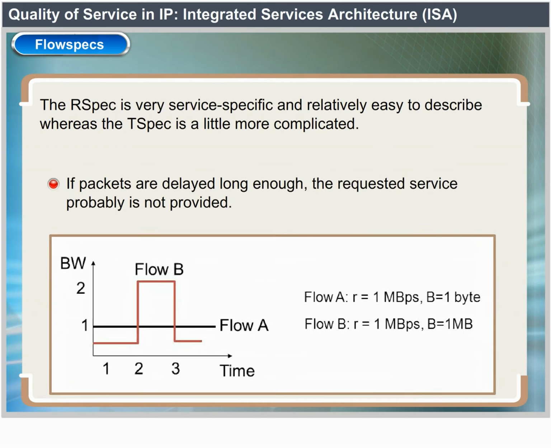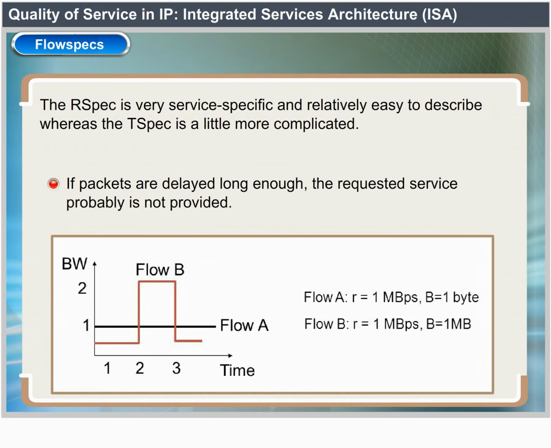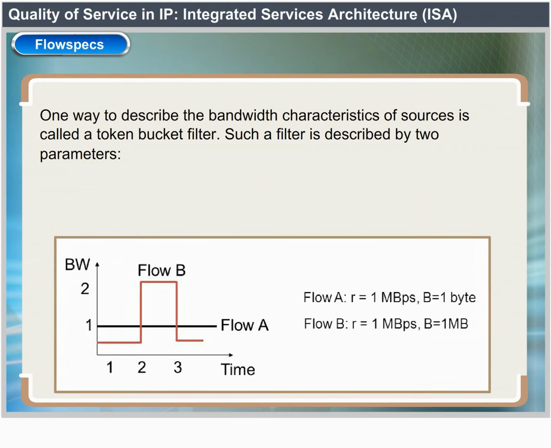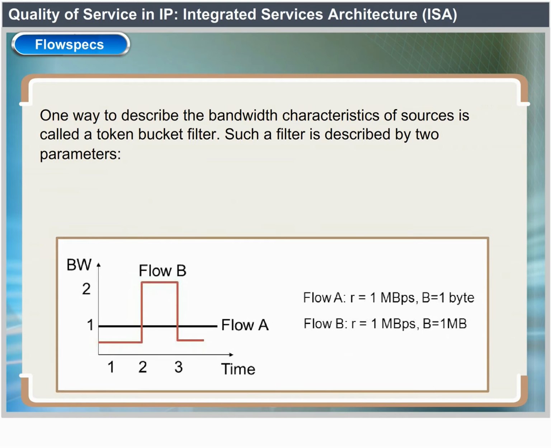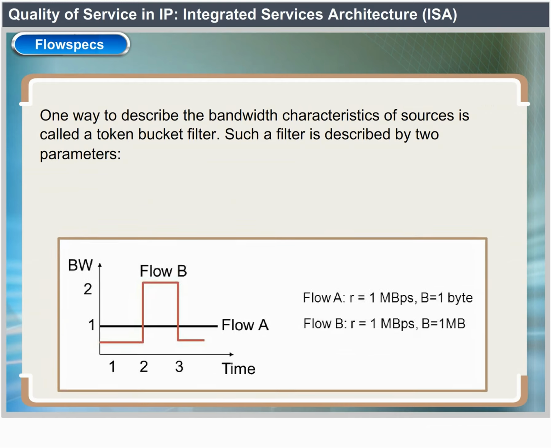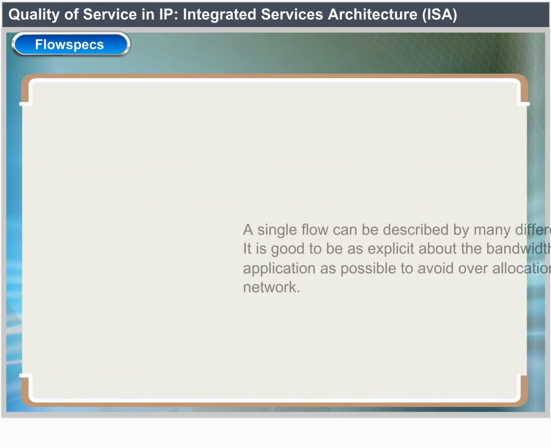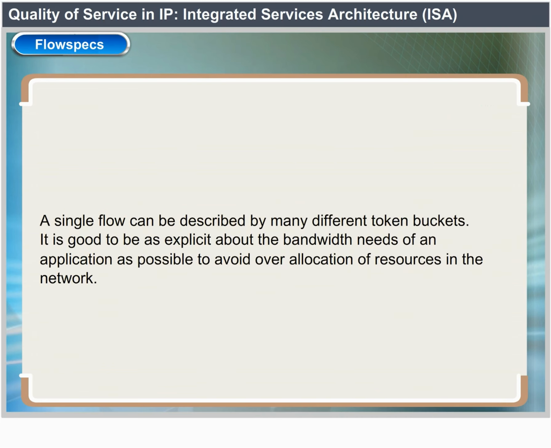One way to describe the bandwidth characteristics of sources is called a token bucket filter. Such a filter is described by two parameters, a token rate R and a bucket depth B. A single flow can be described by many different token buckets. It is good to be as explicit about the bandwidth needs of an application as possible to avoid over-allocation of resources in the network.